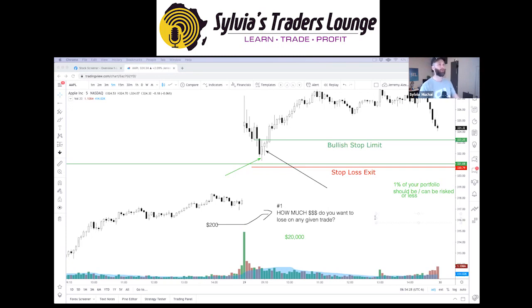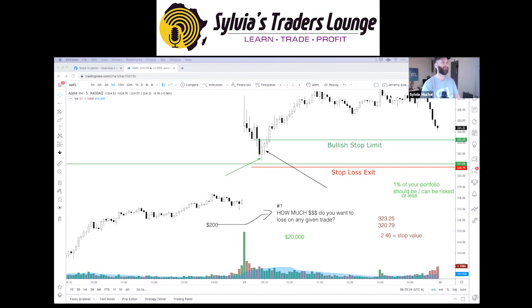$200, 1% of your portfolio, you're going to do some math. Entry, 323.25, which is based on candles. Then you subtract your stop loss, which was 320.79 in this particular example. So your entry minus your stop loss. I'm going to have to do some math really quick. 323.25 minus 320.79 is $2.46. So this is what's called your stop value.